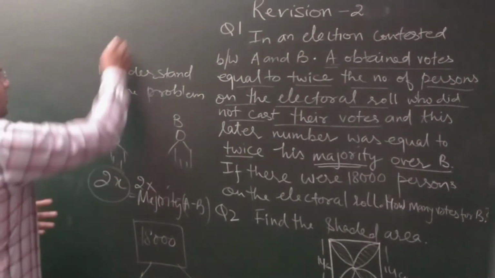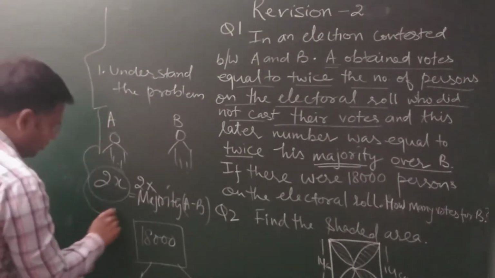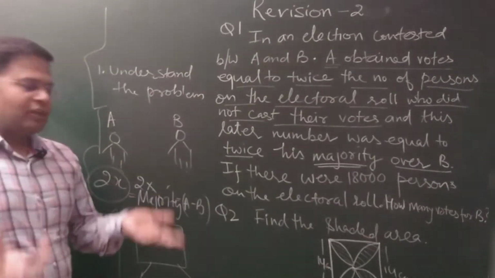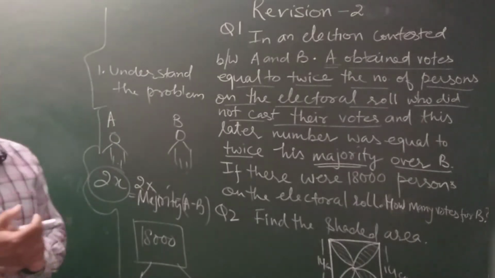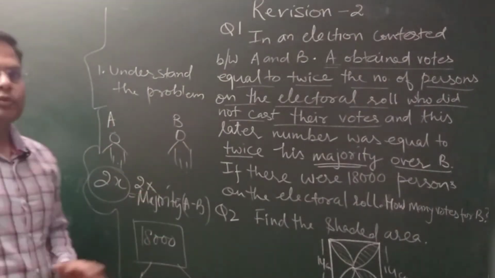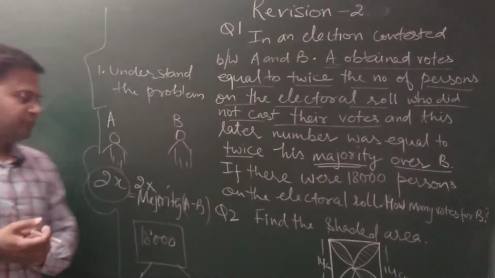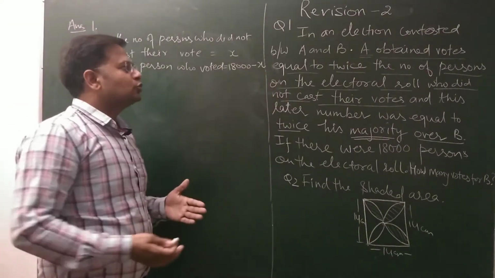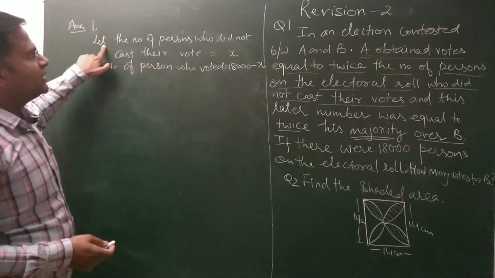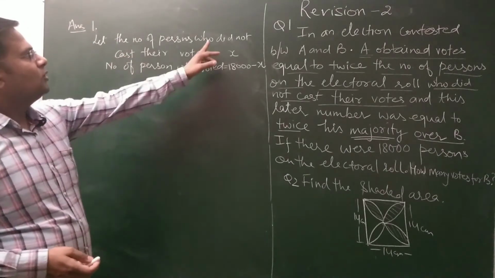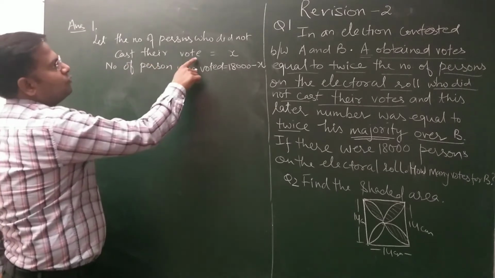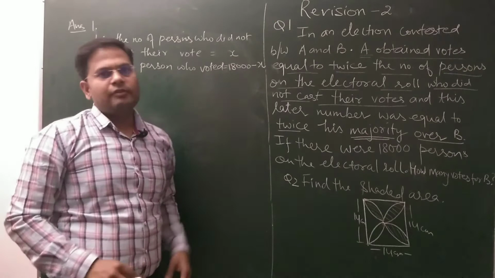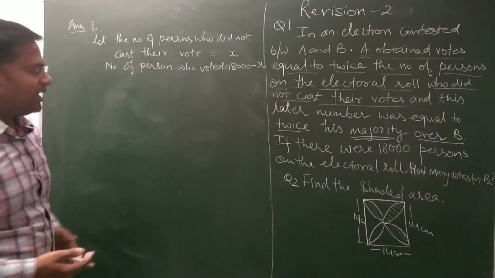Now once you understood what the problem is, we have to solve it. There could be many ways of solving it, but you should use the best possible way for finding the solution. After understanding this problem, now we try to solve it. So first we start from here. Let the number of persons who did not cast their vote be x, and the number of persons who voted will definitely be 18,000 minus x.